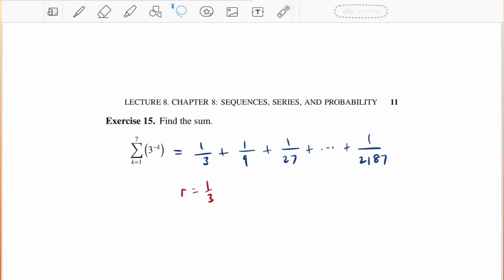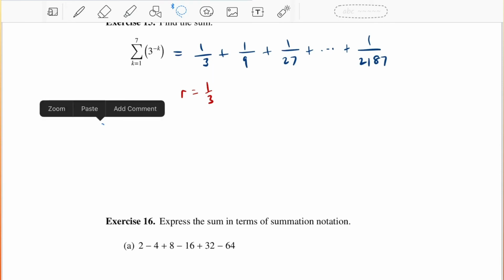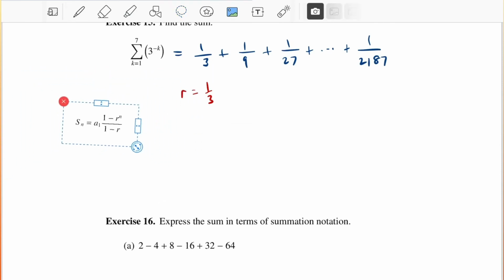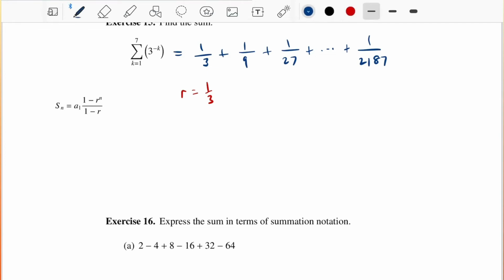All right, so we want the sum of the first 7 terms because it goes from 1 to 7, so that's 7 terms. The first term is 1/3. The common ratio is 1/3, and we are raising this to the 7th power because that's what n is. All right, so 3 to the 7th is 2187.